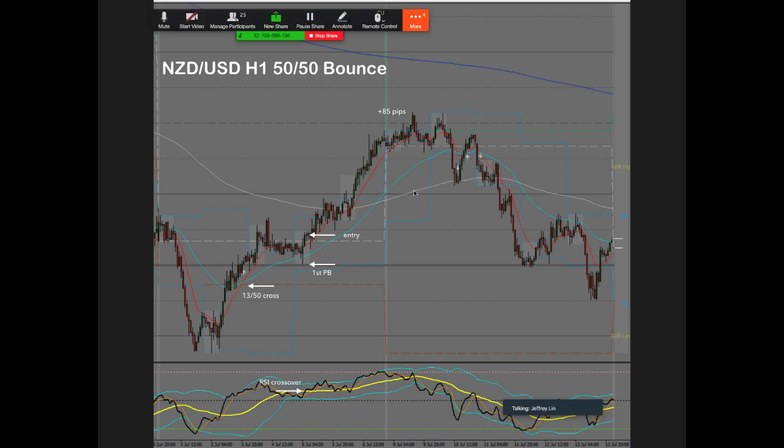Okay, if you're doing the 13 EMA exit, closing below this candle exit, then you still made 65 pips on that.